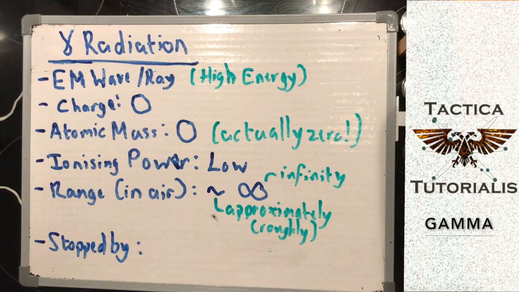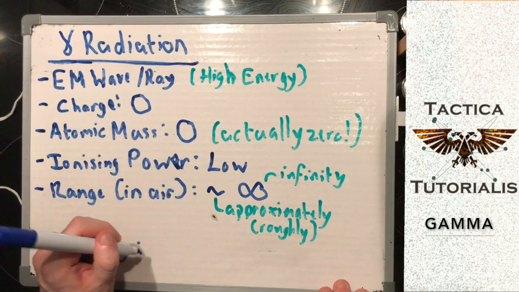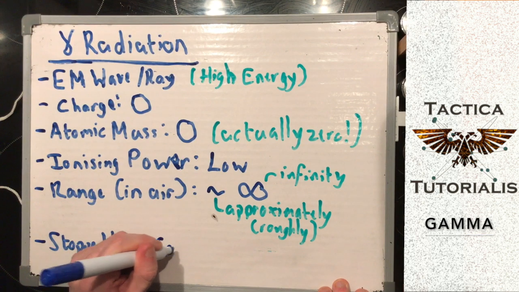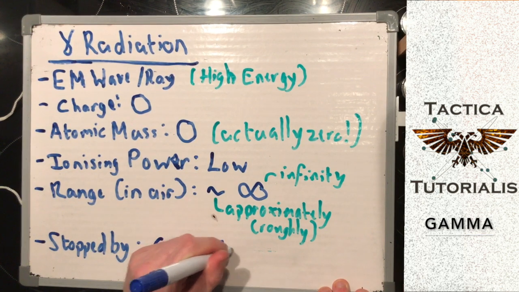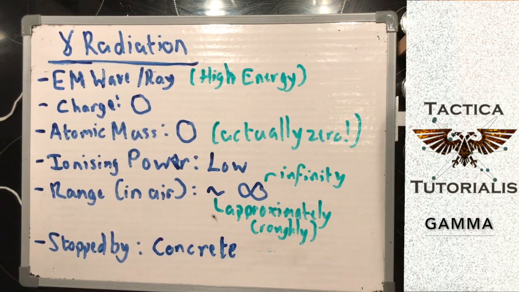Well, we've seen that particularly with radiographers, you've got those lead aprons for X-rays, but you're going to need a bit more than that to stop a gamma ray dead. So what you actually need is some good old-fashioned concrete.